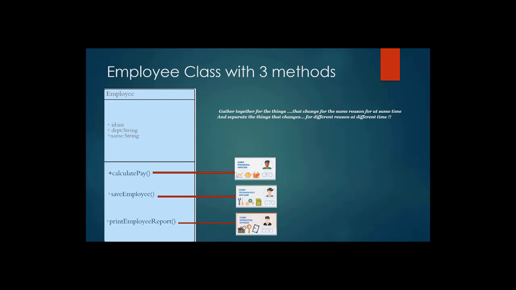That is, we should be separating out things that exist for different reasons and grouping together the changes that exist for the same reason. So the question is how to separate these methods. We will see that in the next section.